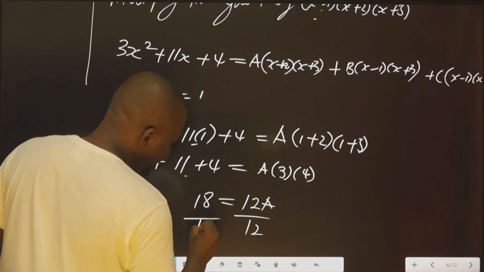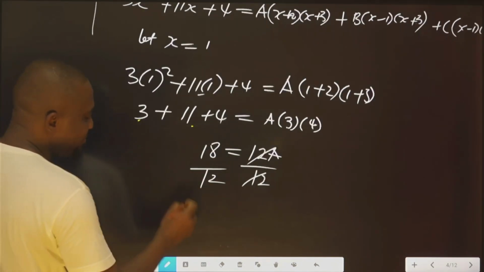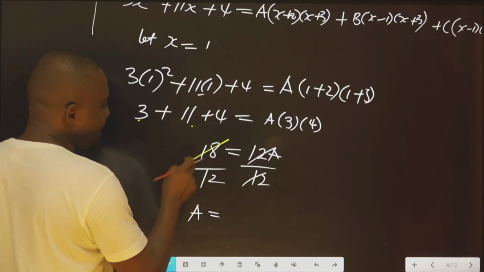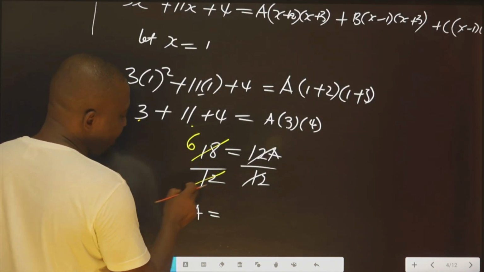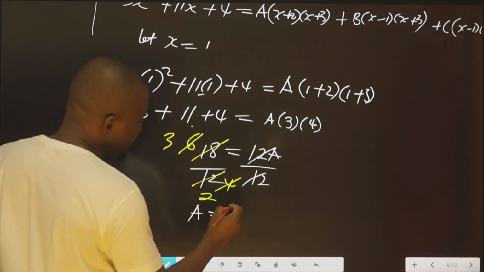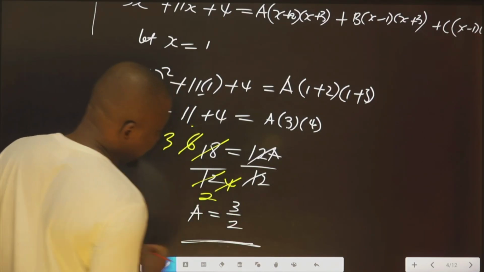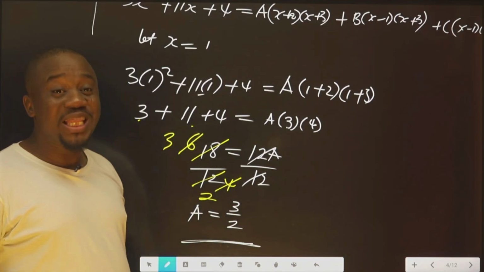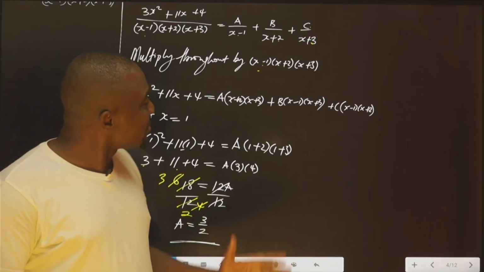Divide both sides by 12. A, therefore, is equal to 3 here is 6, 3 here is 4. 2 here is what? 3. 2 here is 2. That is 3 over 2 is our A. Now we have A as equal to 3 over 2. The next step now is to solve for B.